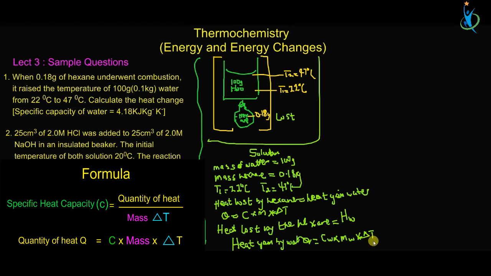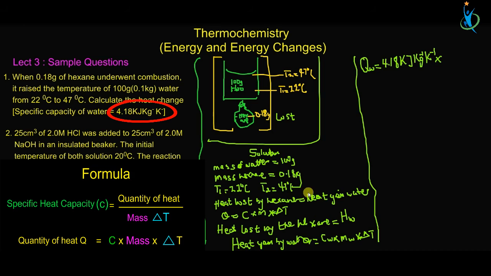Have you gotten that? Times the change in temperature of the water. So we are simply going to insert, and then we'll get the answer. So quickly, the heat gained by the water is going to be, the parameters are, the specific capacity of the water. Since we know the specific capacity of the water to be 4.18, that is kilojoule per kilogram per Kelvin, times the mass of the water.